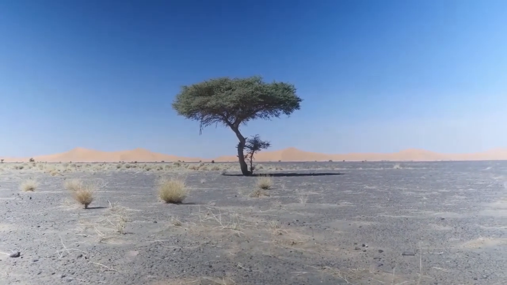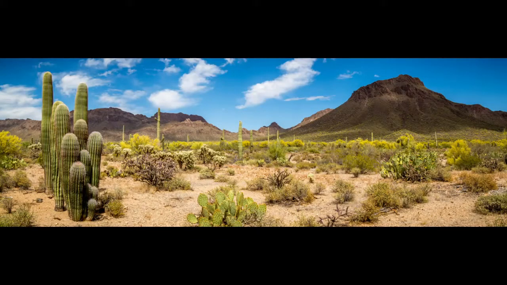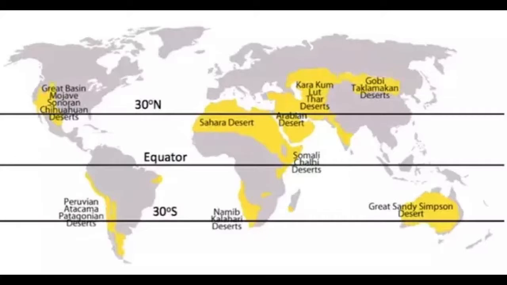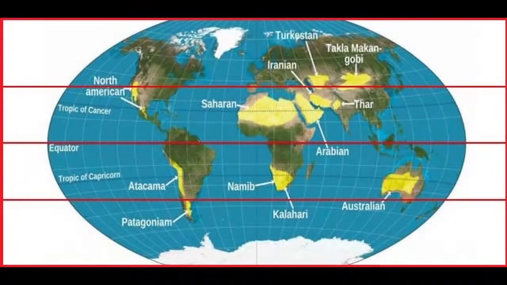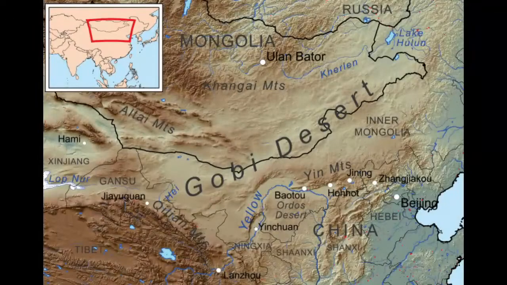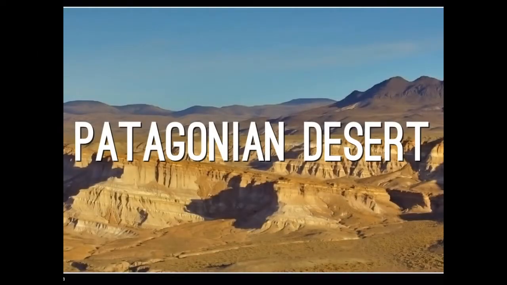There are two types of deserts, hot deserts and cold or mid-latitude deserts. Hot deserts are always on the western side of the continents. Sahara Desert is the largest hot desert in the world. The cold or mid-latitude deserts lie on the eastern side of the continents. The Gobi Desert of China and the Patagonia in South America are both plateau regions and are very cold.